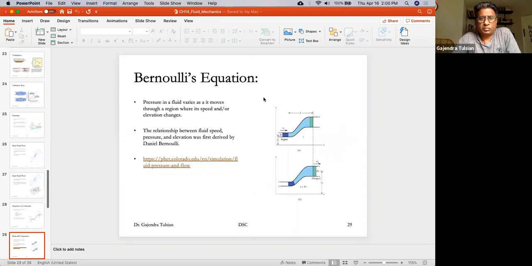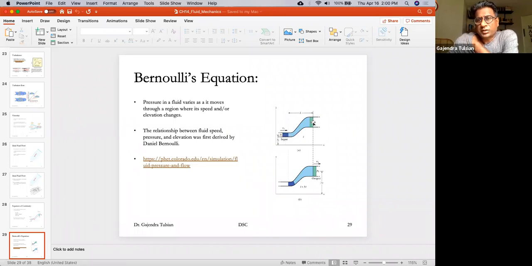And the second equation we'll study is Bernoulli's equation. Okay, Mr. Bernoulli studied fluids in motion. So let's look at this example. Here is a pipe, its cross section is changing and its elevation is changing. Okay.